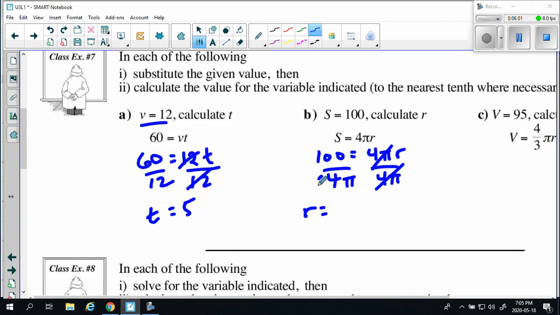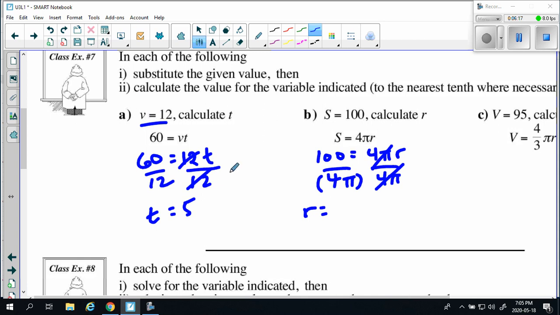The important thing is if you put this in your calculator, you have to put the denominator in brackets. Otherwise, it will divide by 4 and then multiply by pi instead of dividing by 4 pi. So that's a very common mistake. Students lose marks because of that.